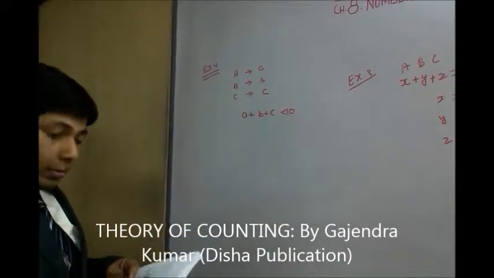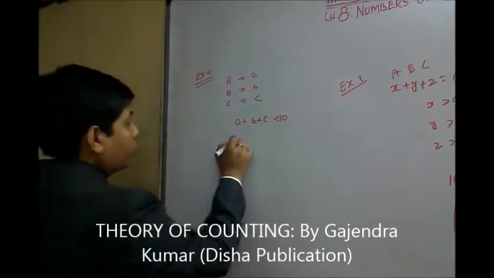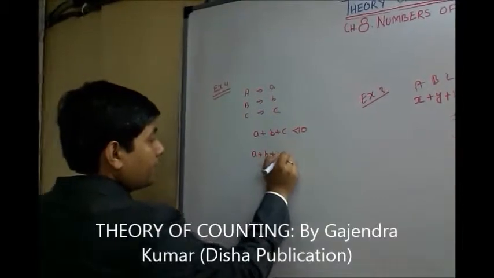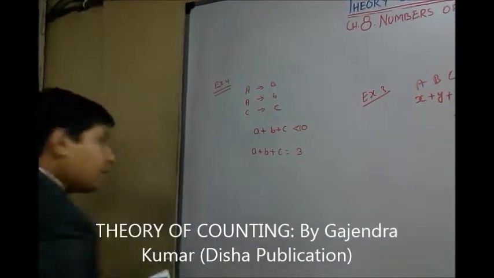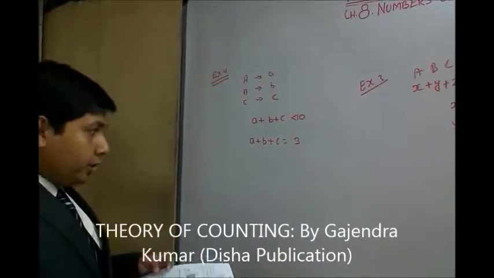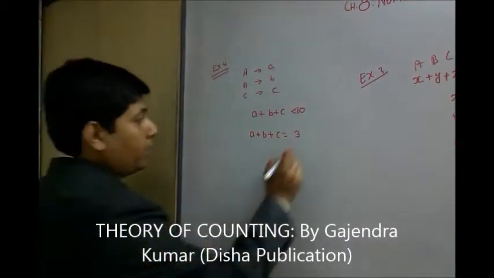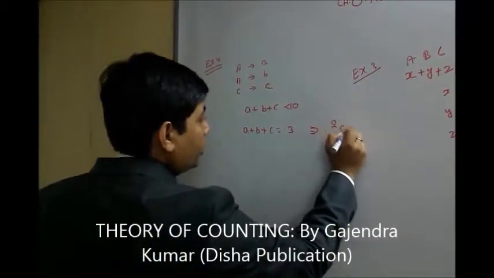So we'll start by assuming that A plus B plus C is equal to 3. In this case, we have to find the number of positive integral solutions, right? Not non-negative, positive. So that is equal to 2C2.